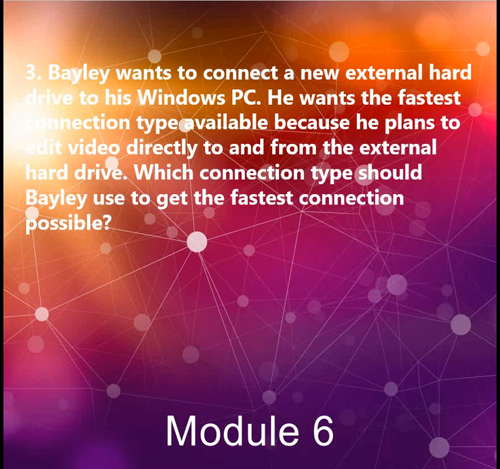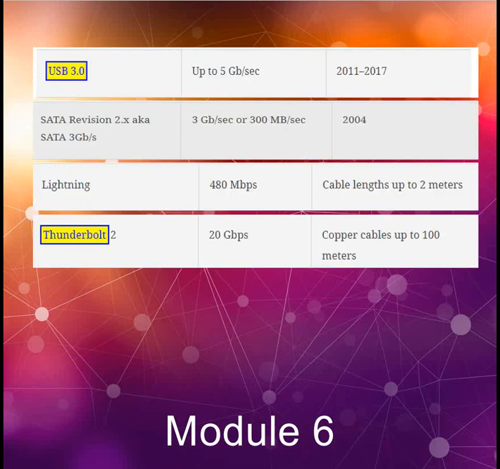All right. So on this one, we've got them all lined up from the possible answers. As you can see, your USB 3.0 is 5 gigabits per second. Your SATA version 2, or revision 2, is 3 gigabits per second, or 300 megabytes per second, depending on which one you have. Your Lightning cable was only 480 megabytes per second. So your Thunderbolt is 20 gigabits per second.